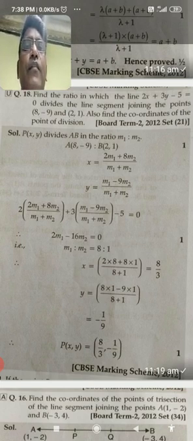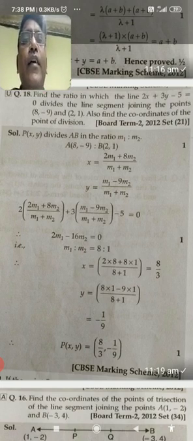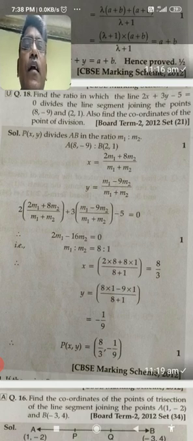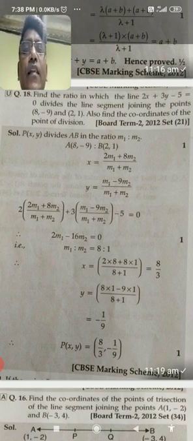Find the ratio in which the line 2x plus 3y minus 5 equal to 0 divides the line segment joining the points (8, -9) and (2, 1). Also find the coordinates of the point of division. I mean P. We generally take the point of division as P(x, y). We are going to find the ratio as well.